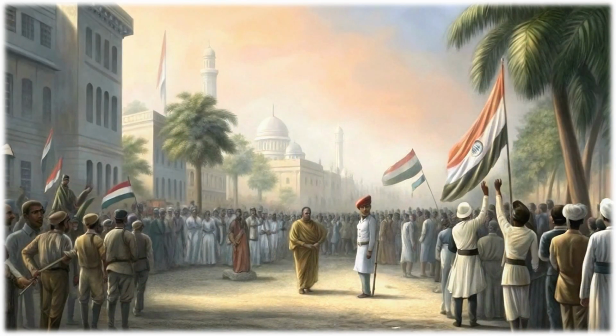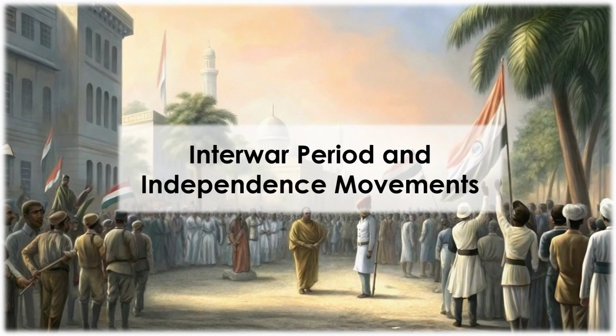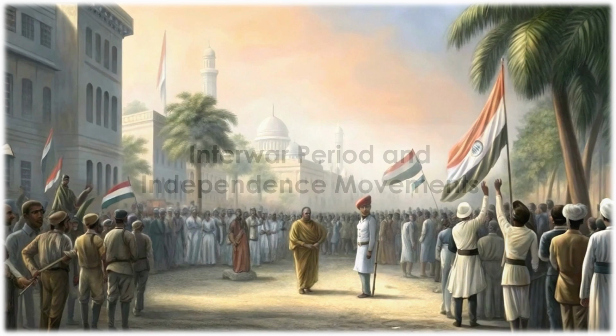Between the First and Second World Wars, demands for independence grew in many parts of the empire. Nationalist movements gained strength, especially in India and Egypt. Britain made some concessions but mostly tried to maintain control. The Great Depression also hit the empire hard.